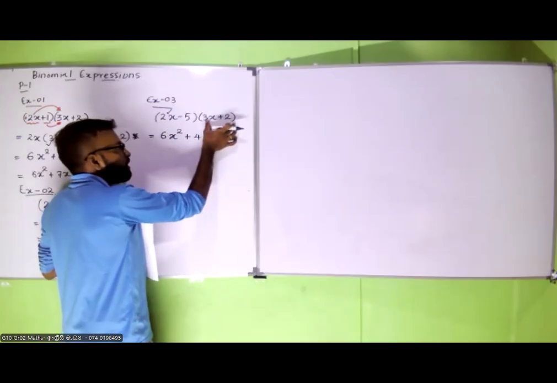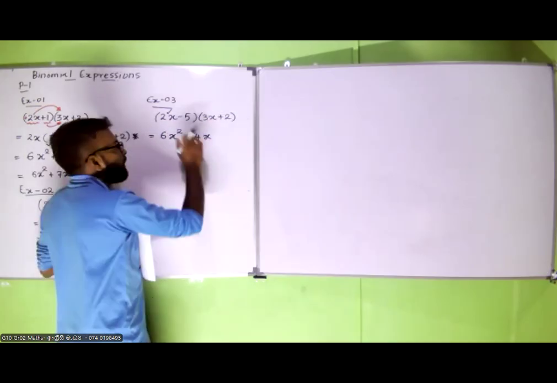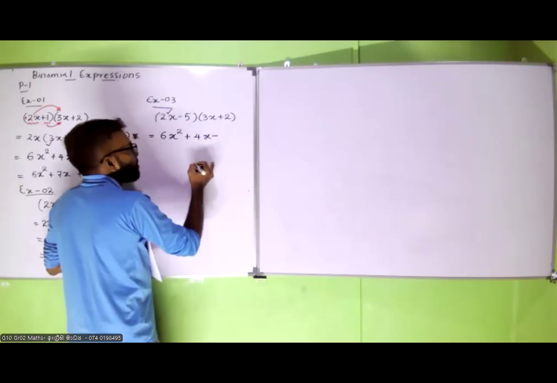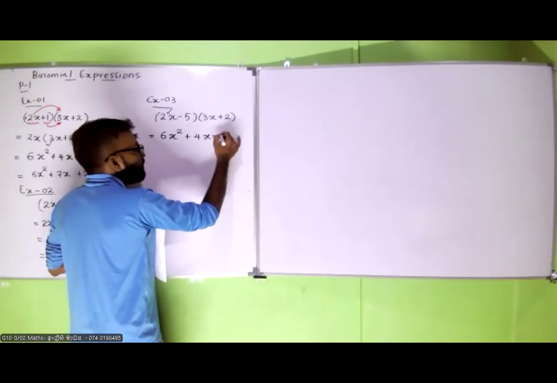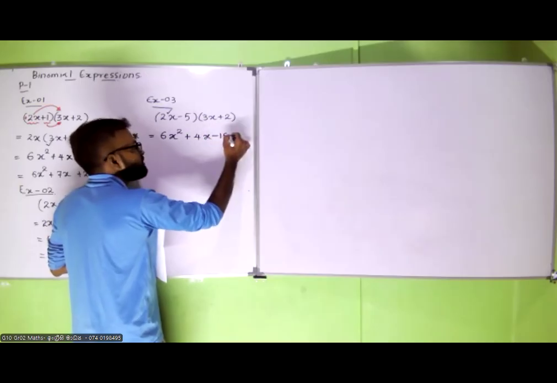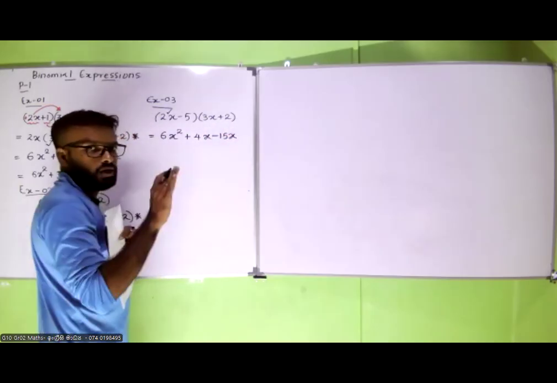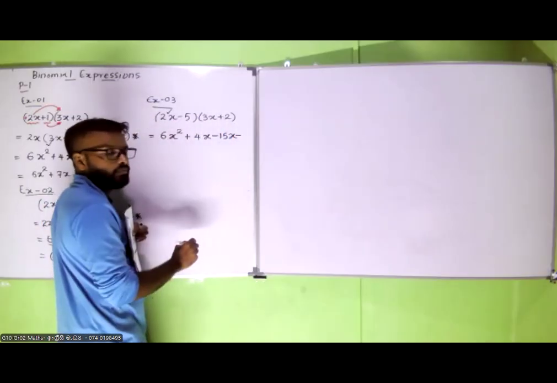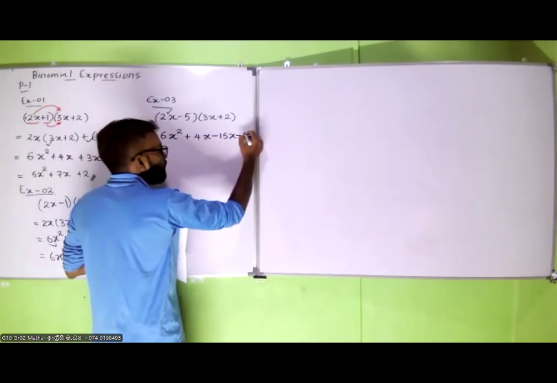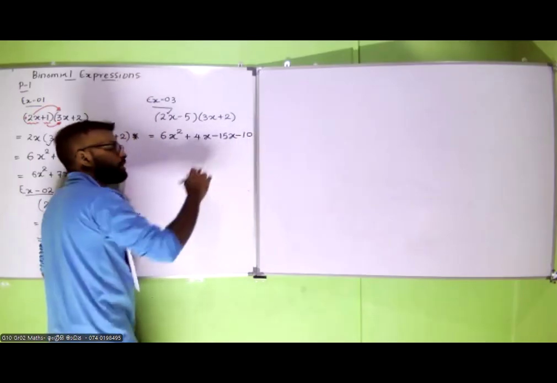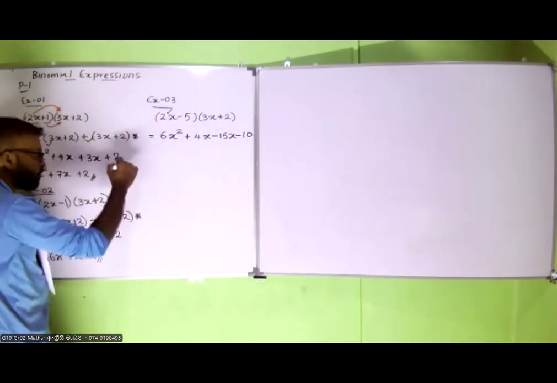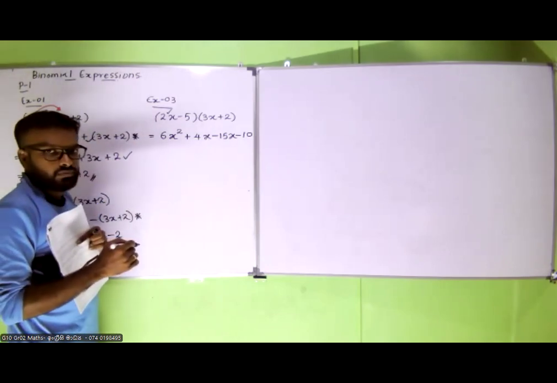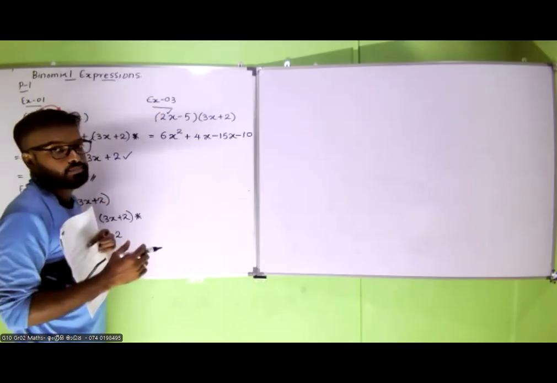Negative 5 and this term. Signs: negative into positive, negative. Numbers: 5 into 3, 15. The term is x. Done. Negative into positive, negative. 5 into 2, 10. Completed. So directly we have obtained this step by skipping the other one. We have saved our time.